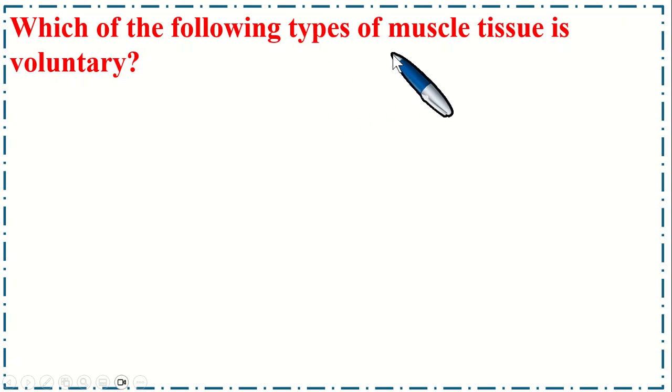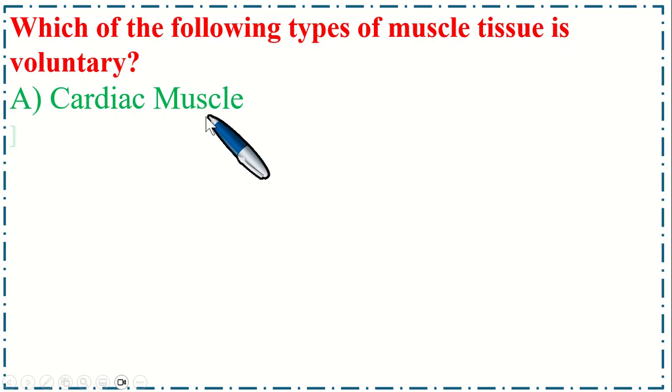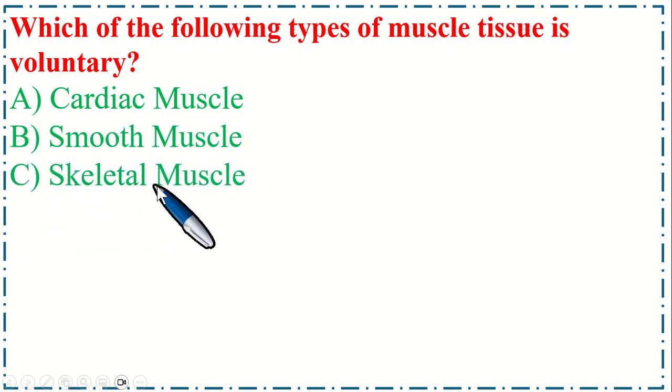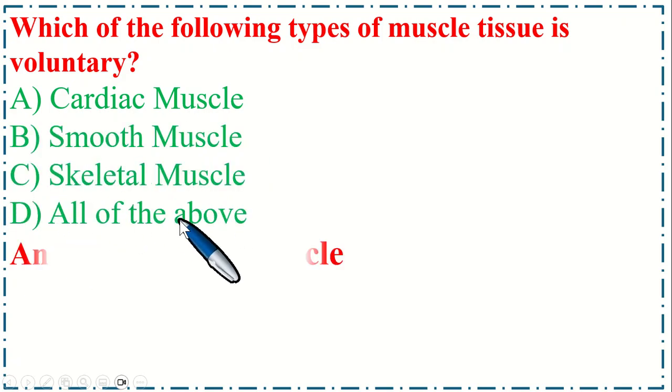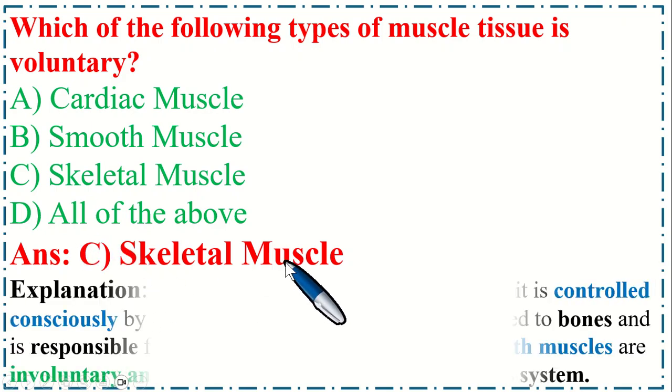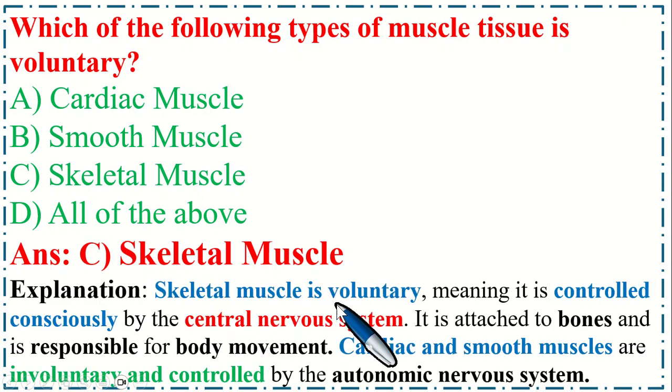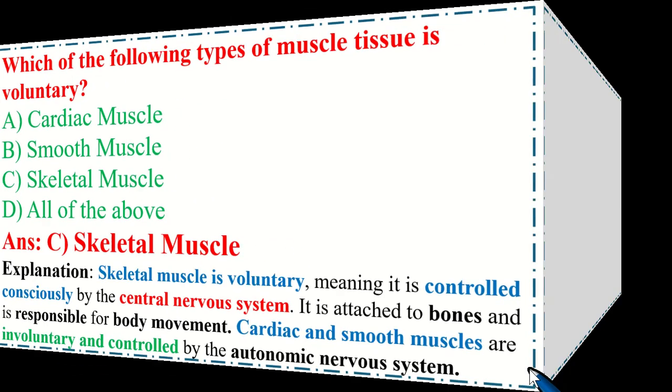Which of the following types of muscle tissue is voluntary? Option A, cardiac muscle. B, smooth muscle. C, skeletal muscle. And option D, all of the above. So the correct option is C, skeletal muscle. The skeletal muscle is voluntary, meaning it is controlled consciously by the central nervous system. It is attached to bones and responsible for body movement. Cardiac and smooth muscles are involuntary and controlled by the autonomic nervous system.